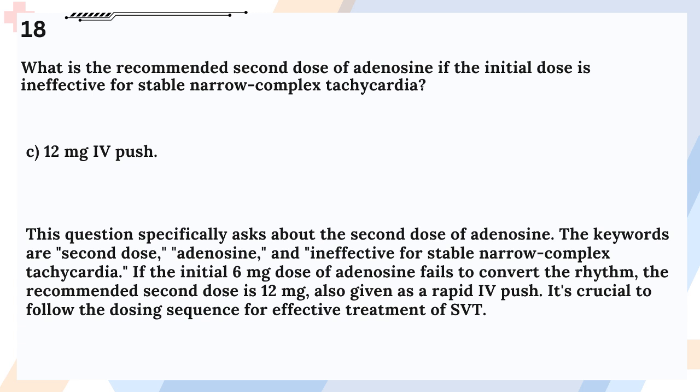Answer: C. 12 mg rapid IV push. This question specifically asks about the second dose of adenosine. The keywords are second dose, adenosine, and ineffective for stable narrow-complex tachycardia. If the initial 6 mg dose of adenosine fails to convert the rhythm, the recommended second dose is 12 mg, also given as a rapid IV push. It's crucial to follow the dosing sequence for effective treatment of SVT.